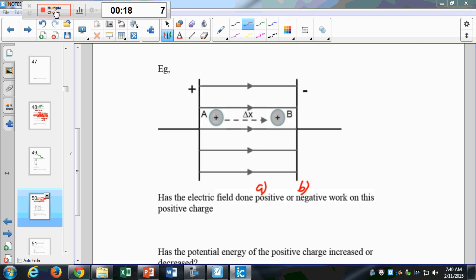Morning, guys. Positive or negative work? Alright, taken away in about 3 seconds. I'll stop at 33. Okay.